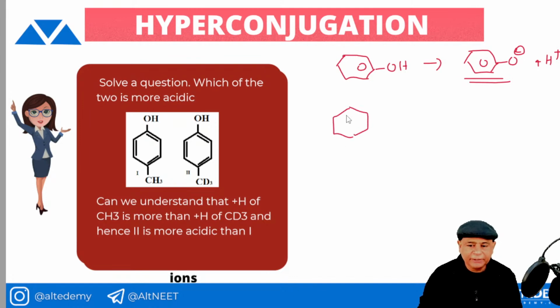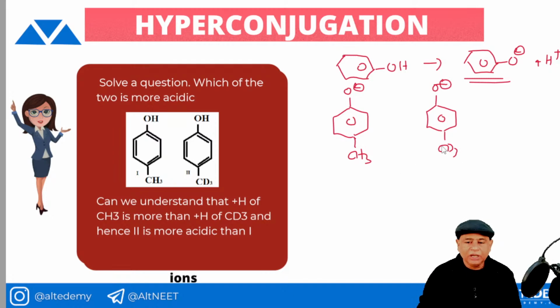If there is an oxygen present here with a negative charge, and in one case we are putting CH3, in another case we are putting CD3, in which case will this phenoxide ion be more stable? The more stable substance, on the other hand, will give us the more acidic substance.